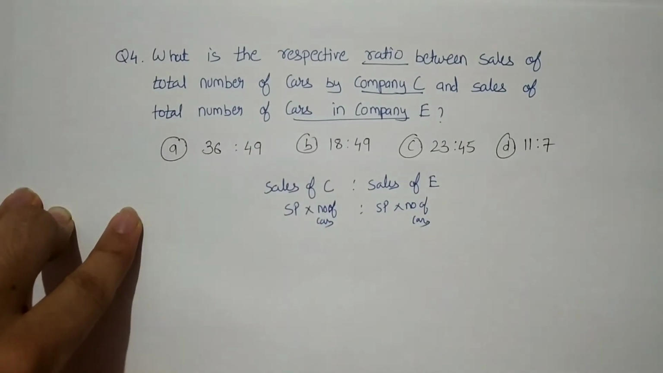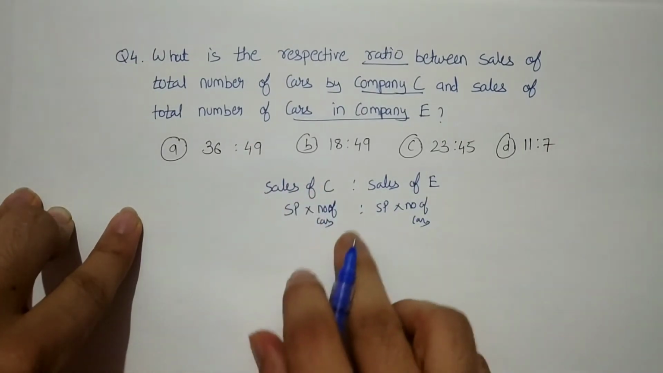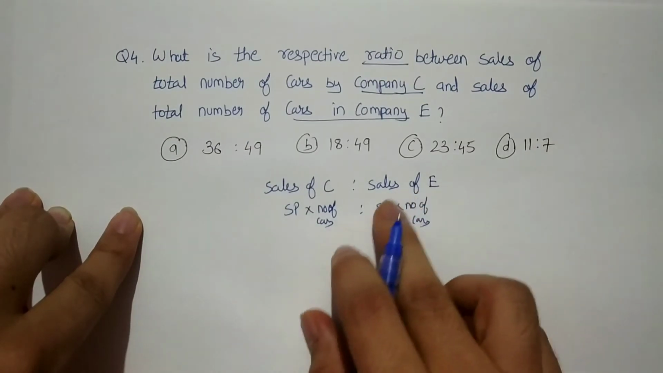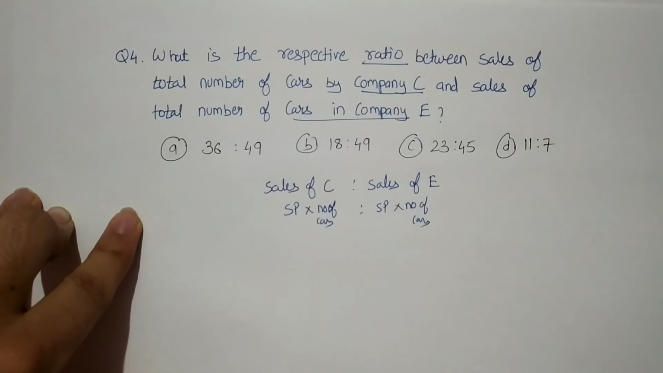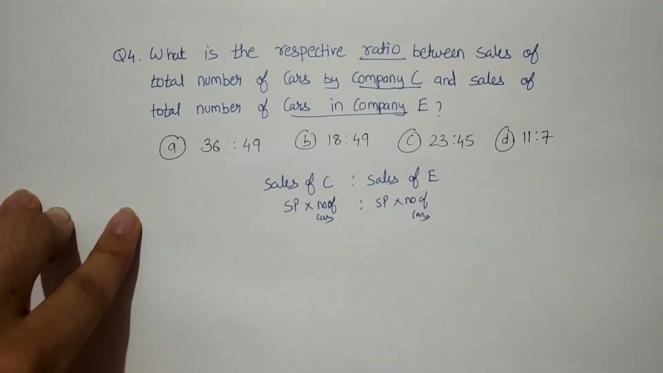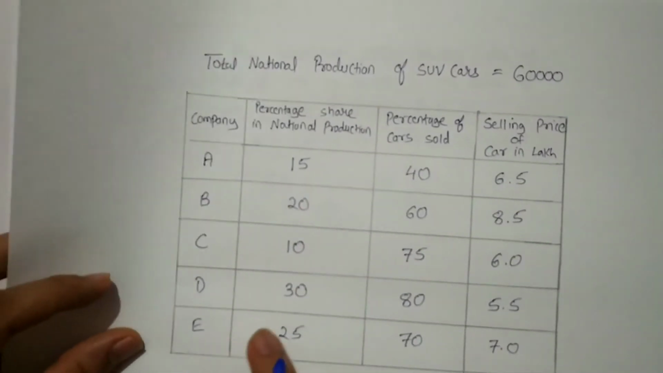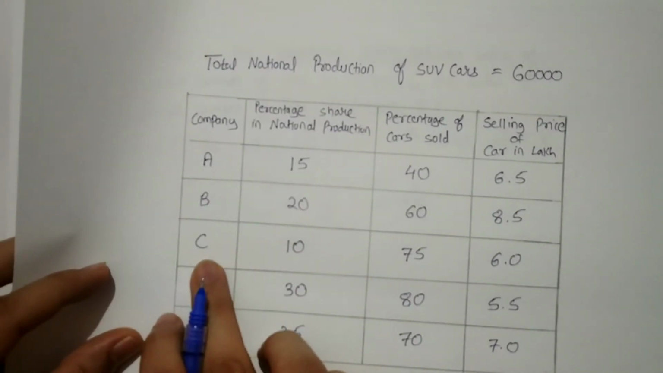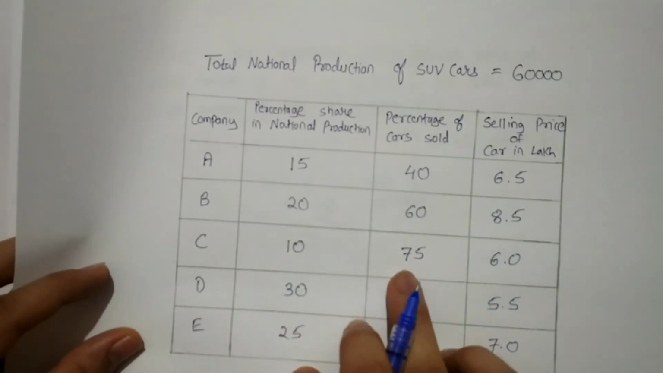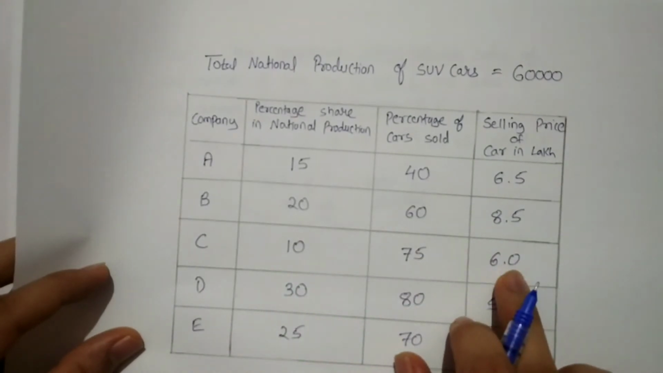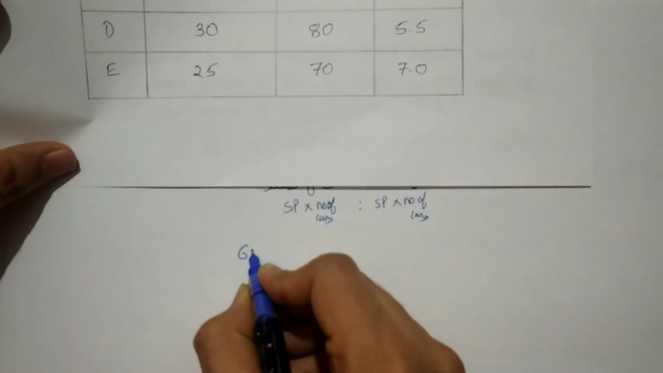So as I said friends, there are two methods. First is you find out this total value and you find out this total value and you go on reducing the values, and the second is we can directly go for the shortcut method. So let's go for the shortcut method. So let's see the table friends. For company C, 10% is the share in total production and 75% they are selling, and the selling price is 6 lakh per car. So let's use this information.